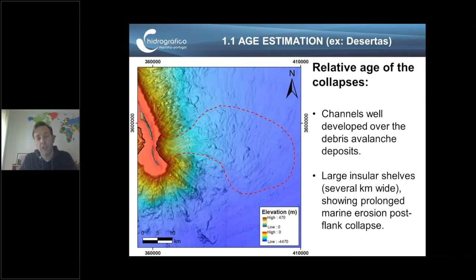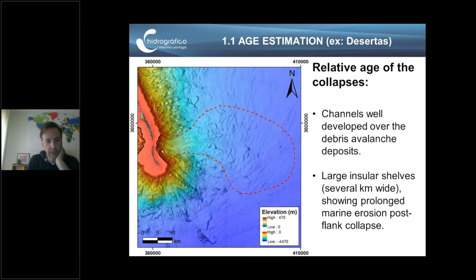So about their age, we didn't know much about it. We just tried to infer it based on the morphology that we see. So this is a slide of Desertas Islands, and we see that there are channels, I mean canyons, already developed over the debris avalanche deposits.